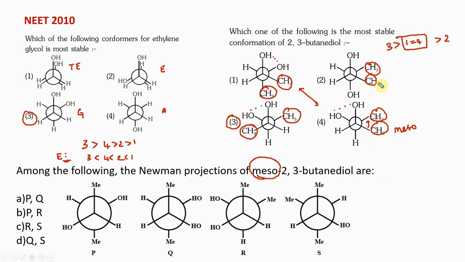So when I take this one, let's say I rotate it 60 degrees, methyl methyl on top, OH and H on top, H and OH on top. So this is not meso. Now we can rotate it, and this will go here, this will go here. Meso. So these two are the same. Here if I rotate it, this is not going to be meso. So 2 and 4 are not meso, 1 and 4 are meso.